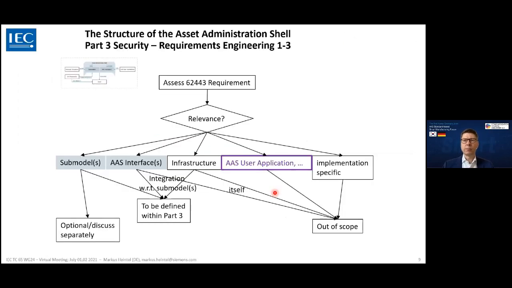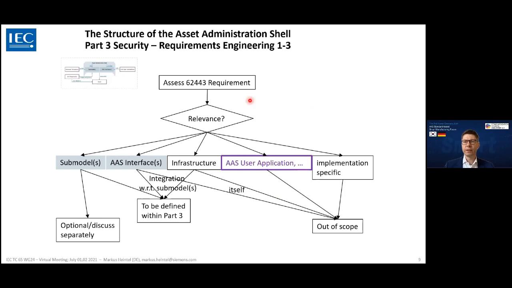Here I have a picture taken from this new work item proposal, and it shows that the basis for this project, or for this standard, will be the requirements in the IEC 62443 series. This is a standard series of IEC TC65 dealing with the so-called shop floor security. So we have the ISO IEC 27000 series, mainly for general security provisions, and this series for shop floor security. And this is the basis to derive the requirements specifically for AAS.